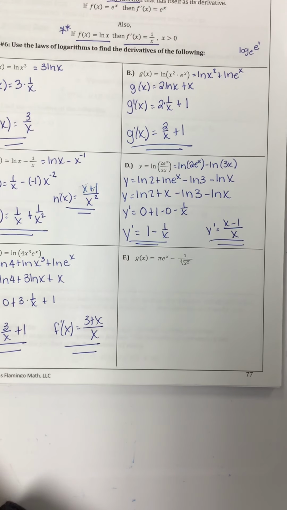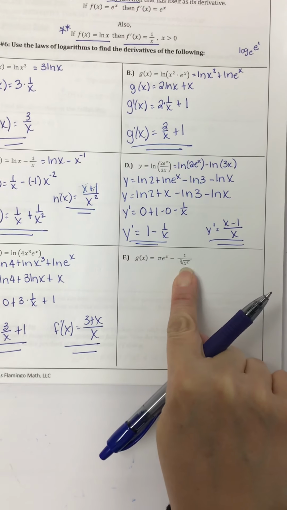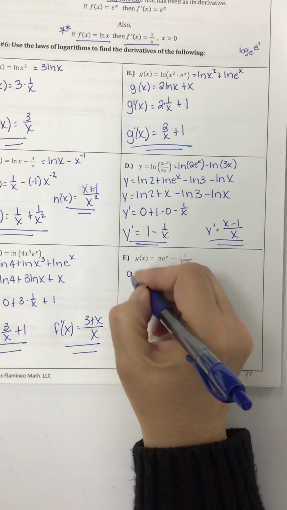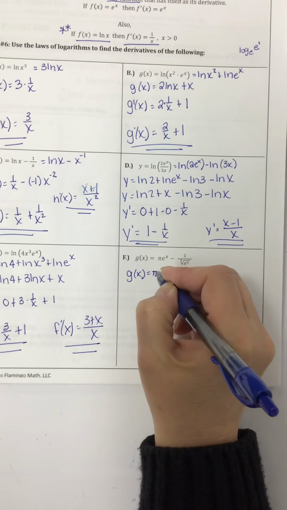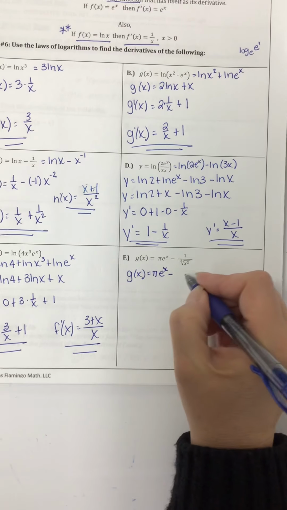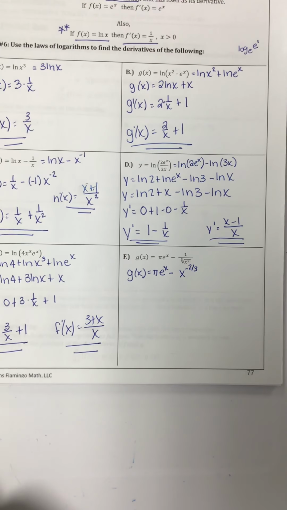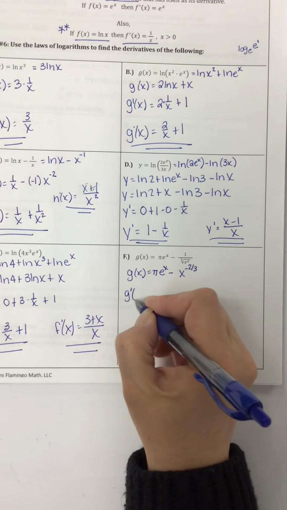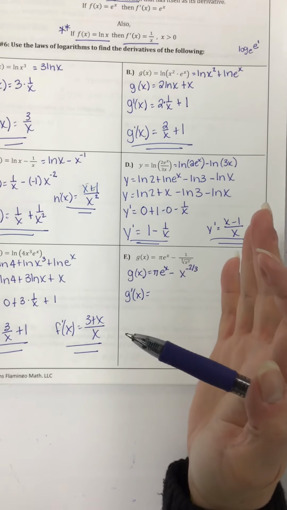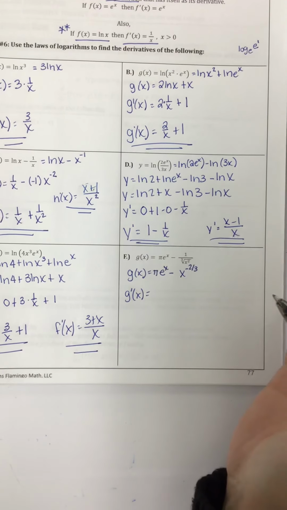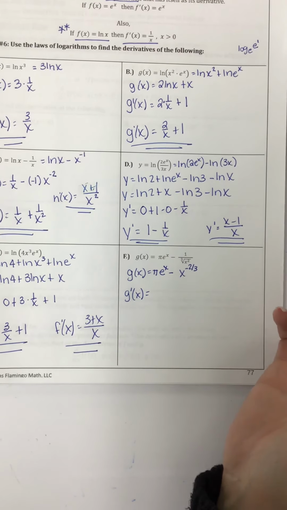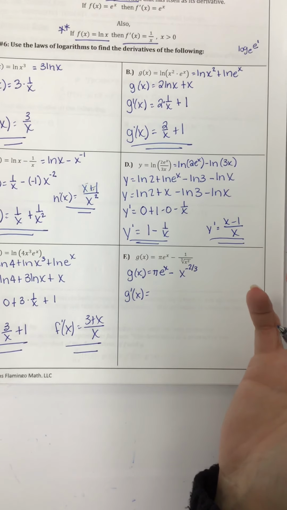Okay, looking at g of x, we just need to really work with that part right there, right? To rewrite it. So I would rewrite this as pi e to the x minus, what, x to the negative 2/3? Do you agree? Mm-hmm. Okay. Well, when we do the derivative, pi is a constant, so we know that's still going to be pi, right? Times e to the x. Well, the derivative of e to the x is still e to the x, isn't it?